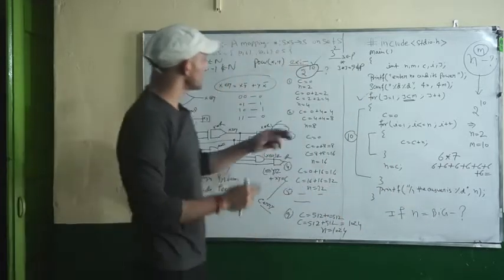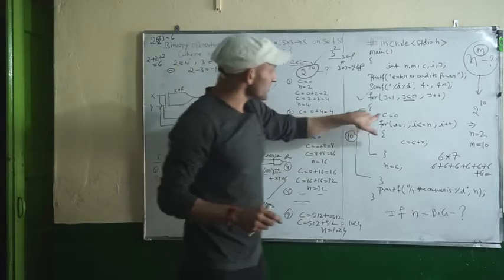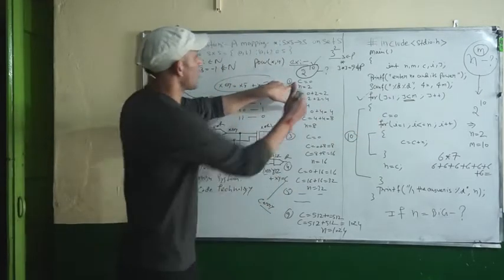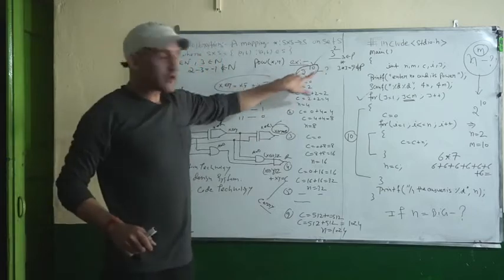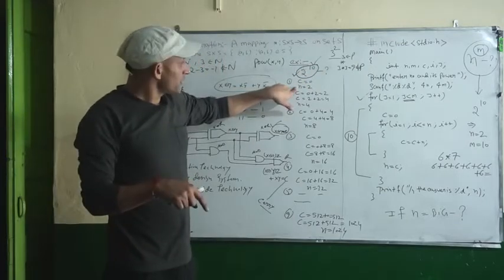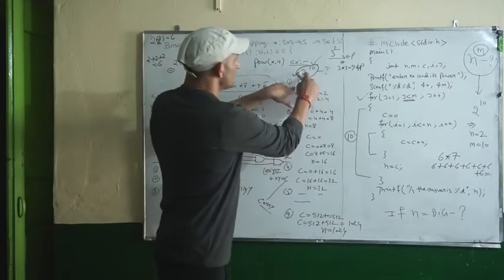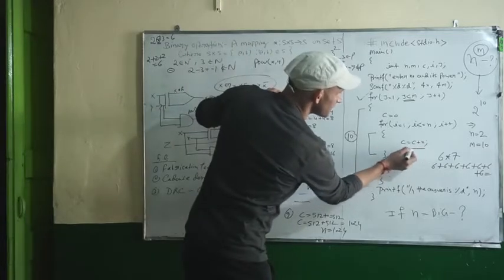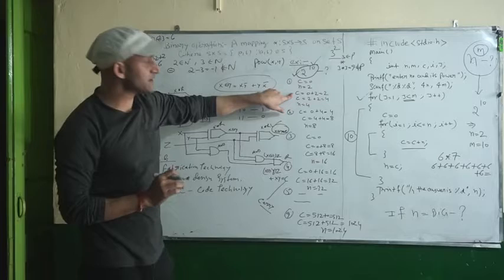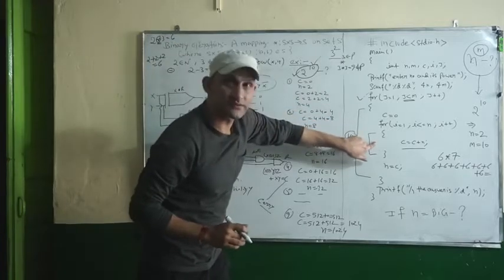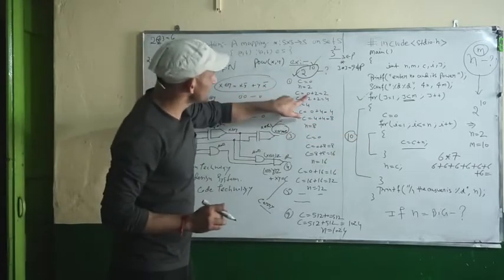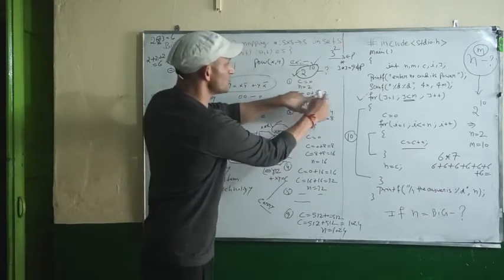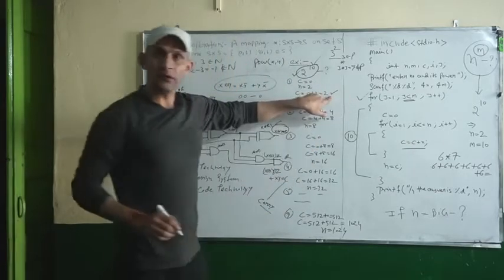How is it working now? Just look. At first c is equal to 0. In the compiler c is equal to 0, and according to our example 2 to the power 10, so n is equal to 2. Then we have written c is equal to c plus n. This will work 2 times. So c is equal to c, which is 0, plus n, which is 2. 0 plus 2 is equal to 2. So you got 2 first.